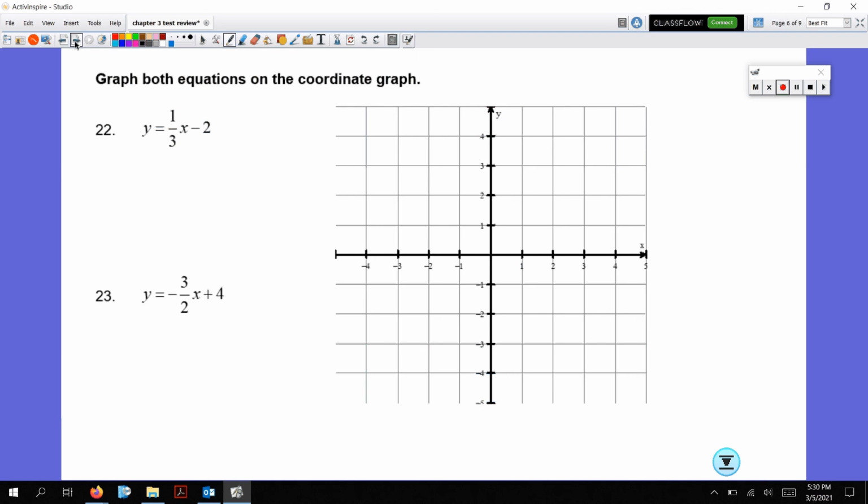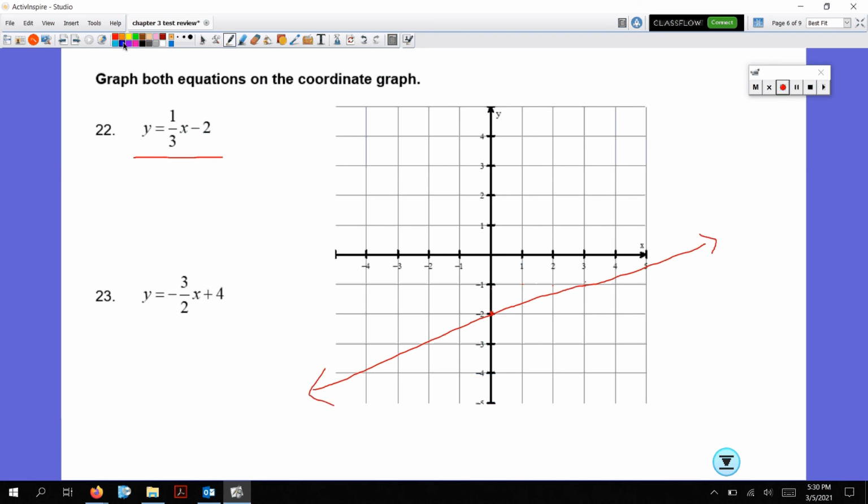Oh my gosh, we're going to graph the equations, both of them on this coordinate plane. I'm going to put equation number 22 in red. All right, y equals 1/3 x minus 2. -2 is my y-intercept. I'm going to make a point here. My slope is 1/3, so I'm going to go up 1 and over 3. 1, 2, 3. Make another point, and beep. Oh boy, I should have used the line tool.